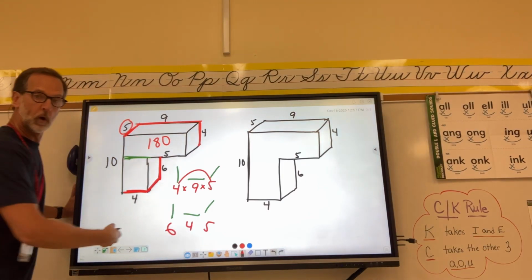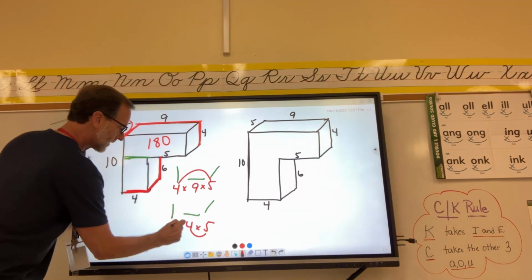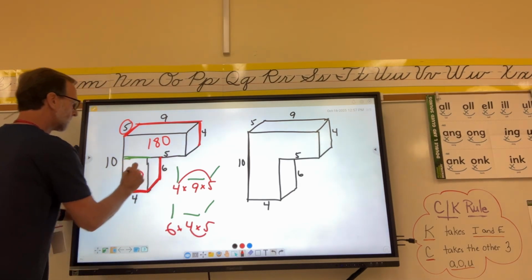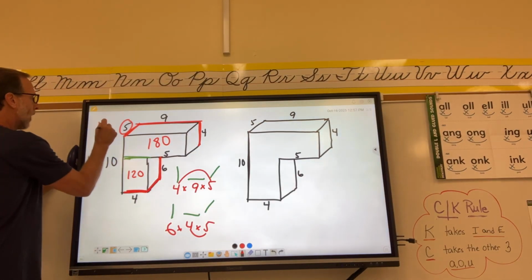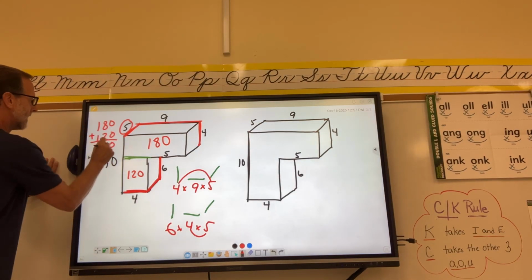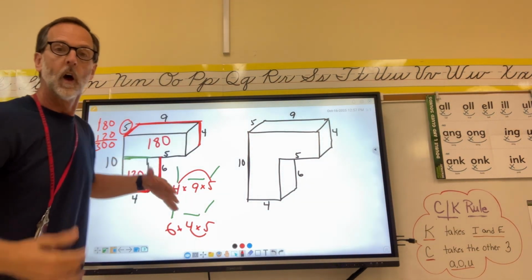And so now I'm going to multiply these. All right? I'm going to do 5 times 4. That's 20. 20 times 6 is 120. So now I have to add those two numbers together. I would do 180 and 120, and I would get 300. So this has a total volume of 300.